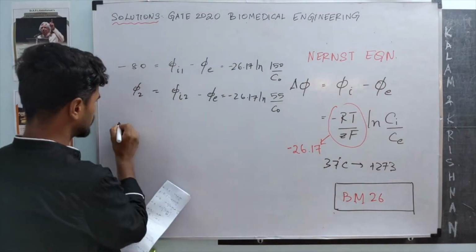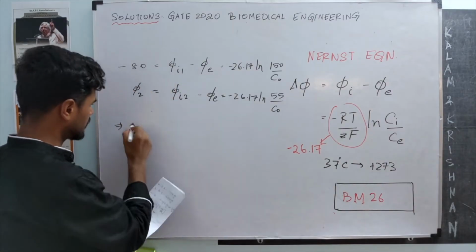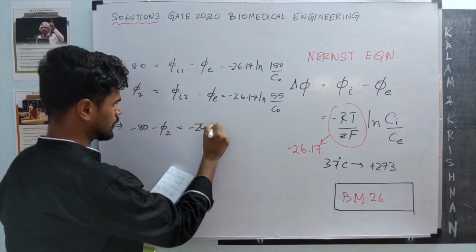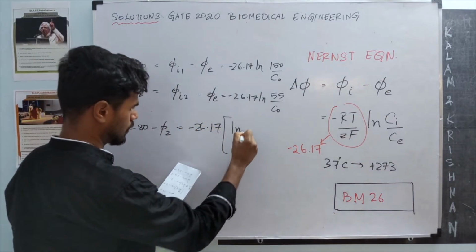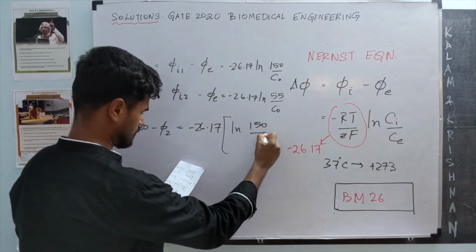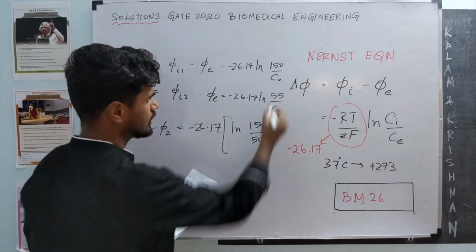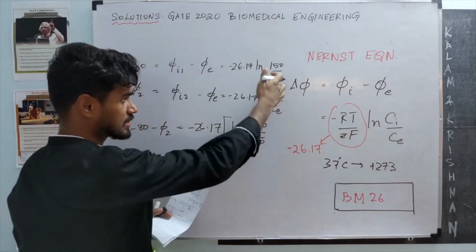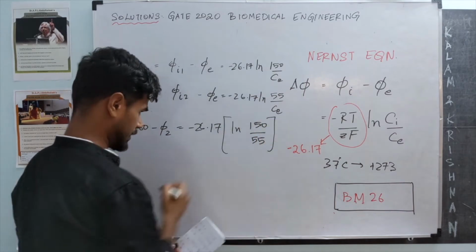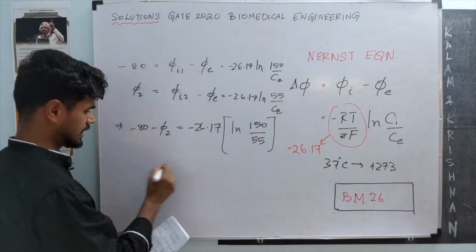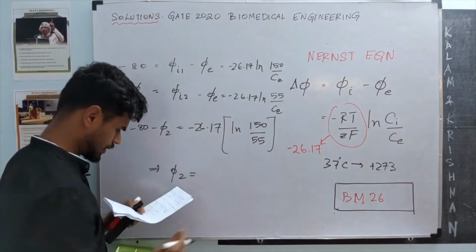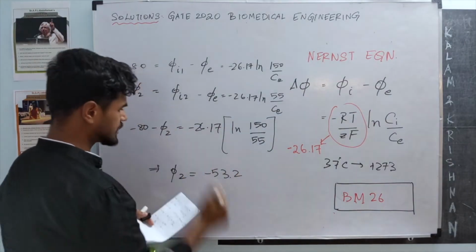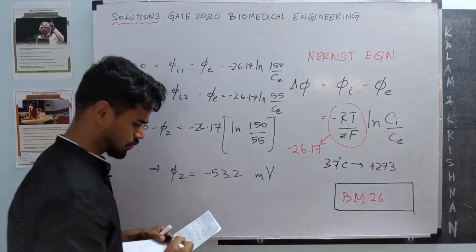Okay, so this implies take the difference between these two: minus 80 minus phi2 is minus 26.17 ln of 150 by 55. The CE term is a constant in both. Extracellular potassium concentration doesn't change, so they will get cancelled. So what we will end up with is this, and from this we can calculate phi2 to be minus 53.2, and because 80 is in millivolts, this should be again in millivolts.